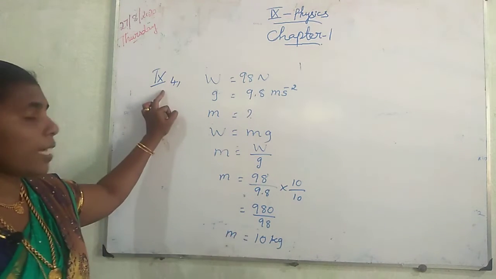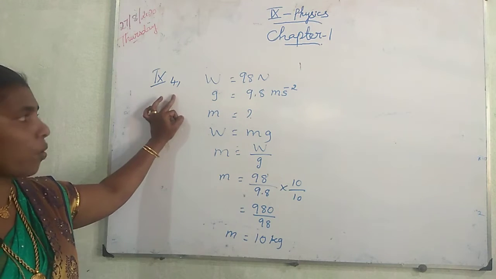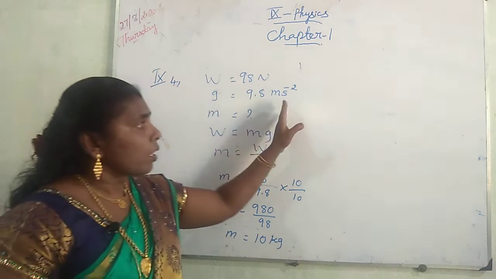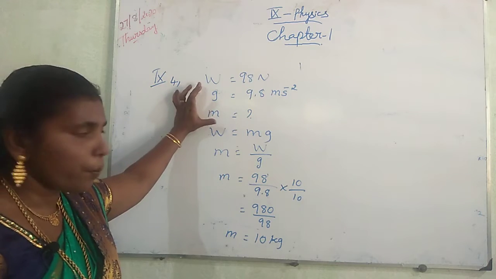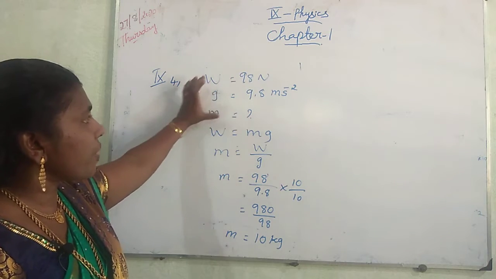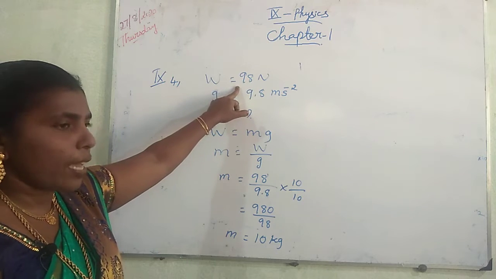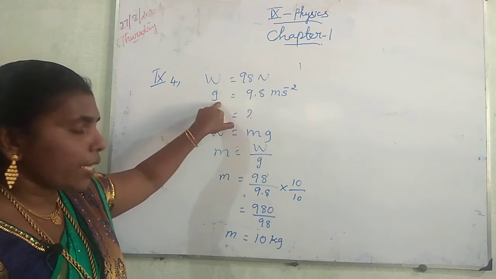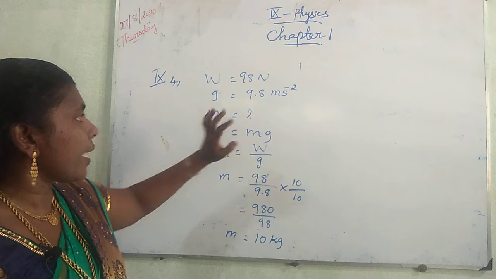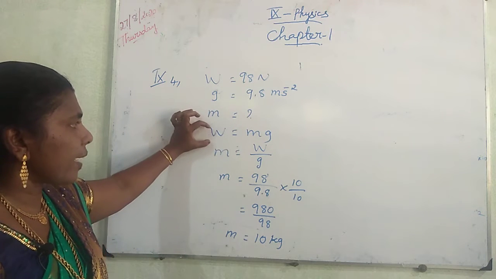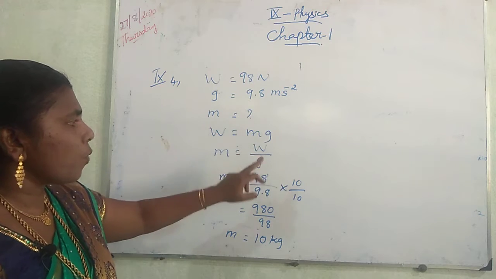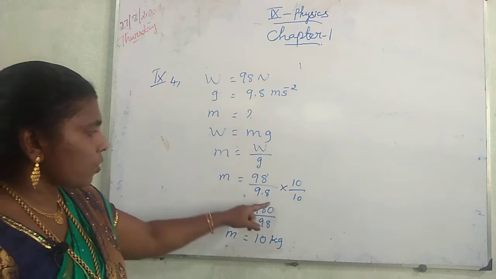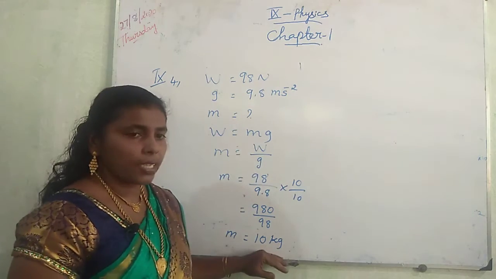So this is Roman letter 9, question number 4, and you have to note this problem. Here, first write what is given: only weight is given, the g value is not given, so we write 9.8. Mass is to be found. Then write the formula, mass equal to weight divided by g, then substitute the values and you will get the answer, 10 kilogram.